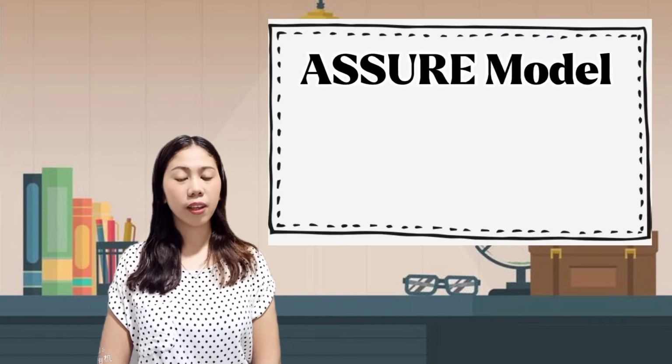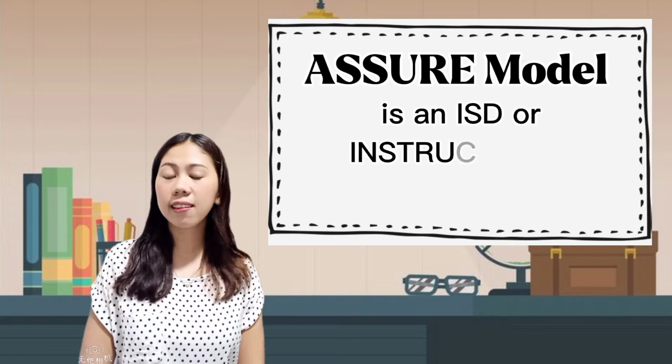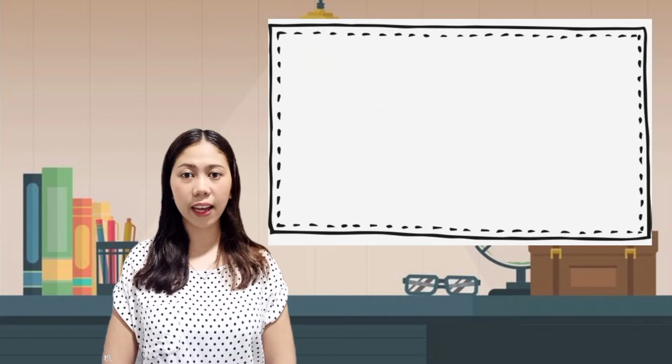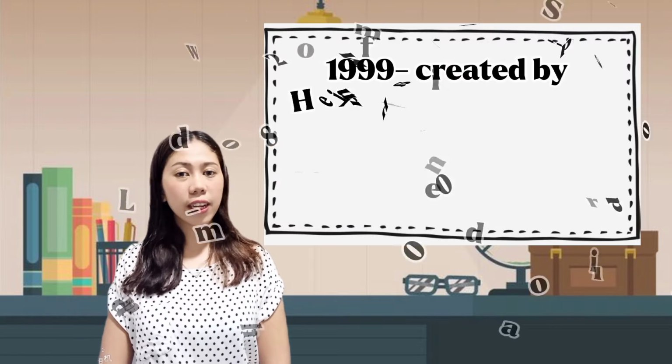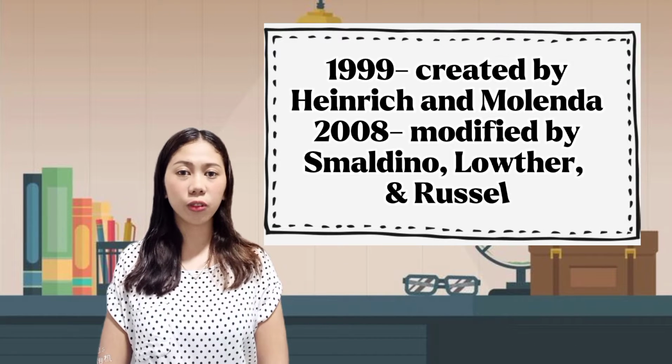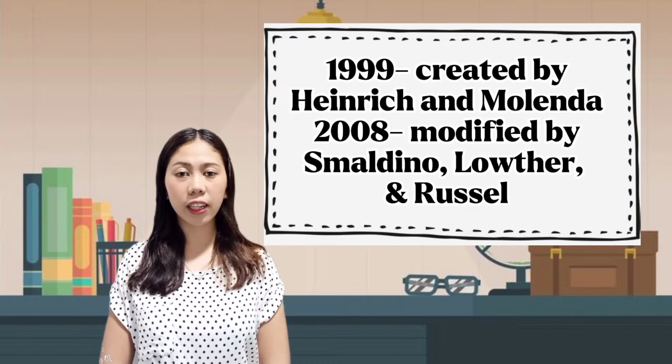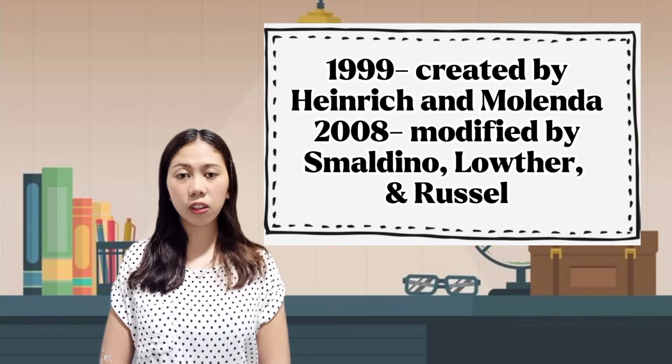Since you found my channel, let me and my groupmates share to you our knowledge about the ASSURE model. The ASSURE model is an ISD or Instructional System Design. It was created in 1999 by Heinich and Molenda and was modified in 2008 by Smaldino, Lowther, and Russell.